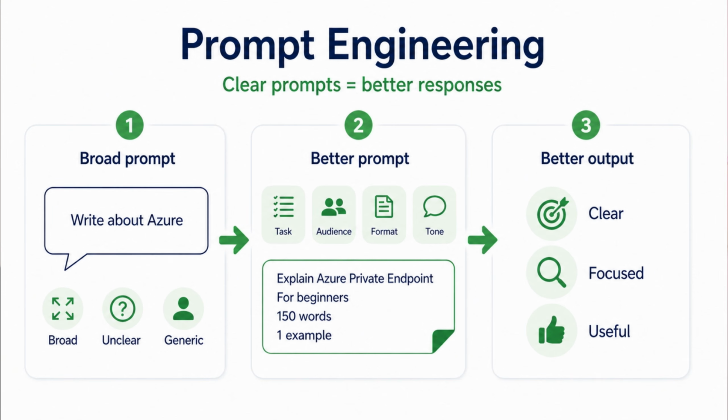If we write a prompt like "write something about Azure," the model doesn't know exactly what you need. If the prompt is too broad, the answer might also be too broad. A better prompt would be: "Write a 150 word beginner friendly explanation of the Azure private endpoint for cloud engineers, use simple language, and include one practical example." Now the model has a clear task, a clear audience, a clear length, and a clear output style.